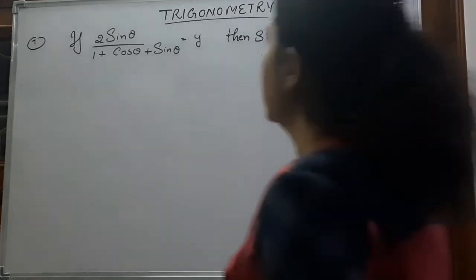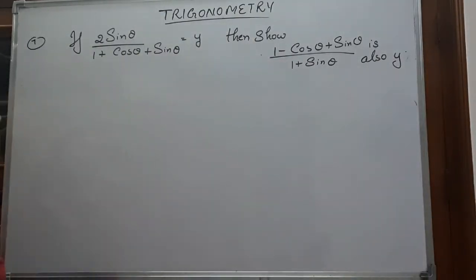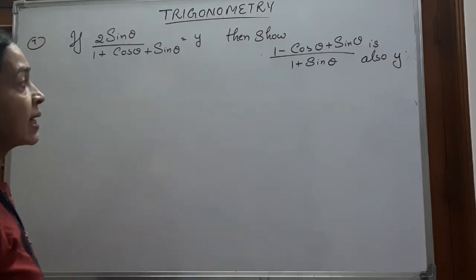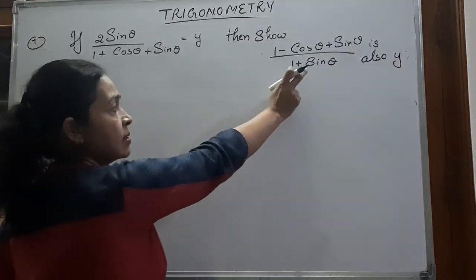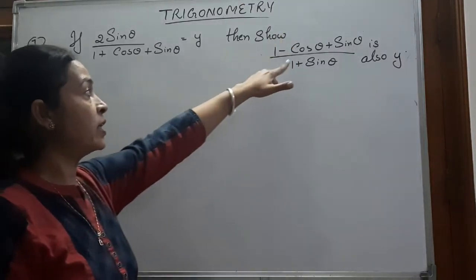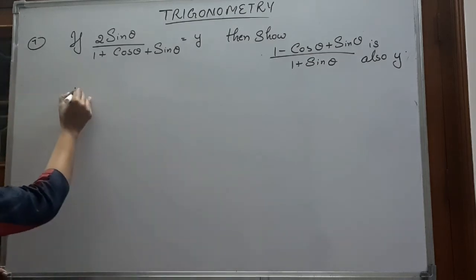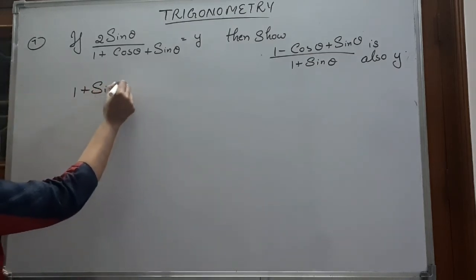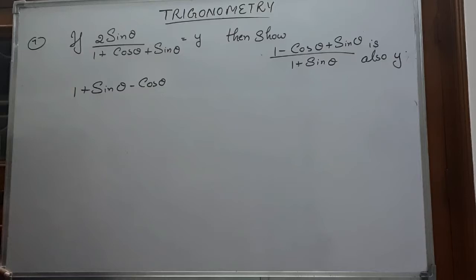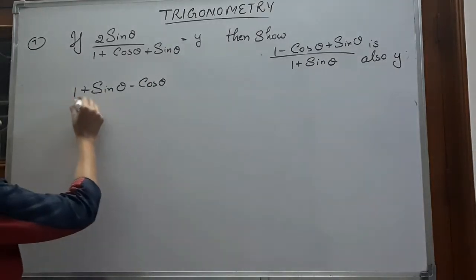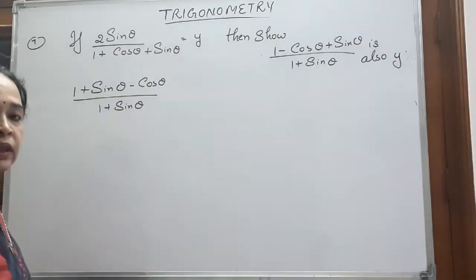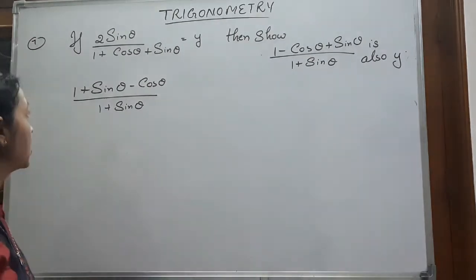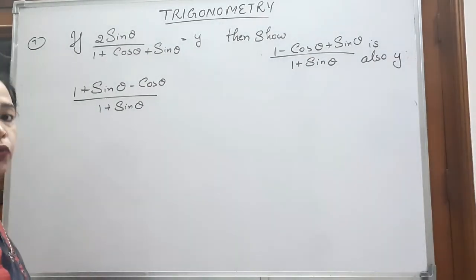If 2 sin theta upon 1 plus cos theta plus sin theta is equals to y, we have to show that 1 minus cos theta plus sin theta upon 1 plus sin theta is also y. Let's take this term. Here we have 1 minus cos theta plus sin theta. I am writing as 1 plus sin theta minus cos theta. I have only rearranged the terms upon 1 plus sin theta. The terms are in the form of sin and cos. We can't apply any identity.